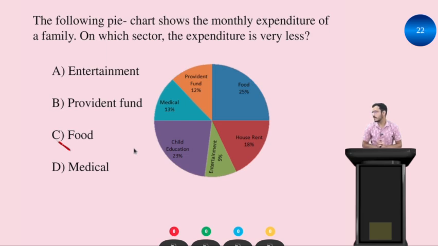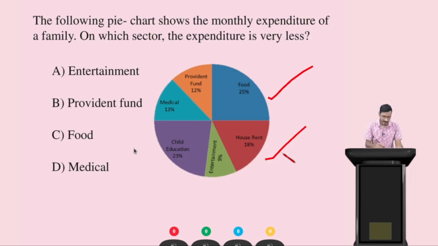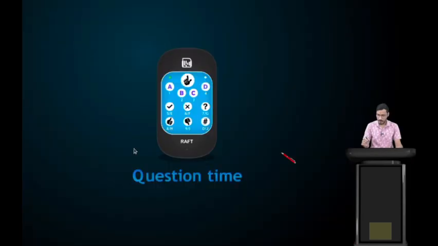Entertainment, provident fund, food or medical. You can see the pie chart here, the pictorial form of data. Tell me the answer. In which sector is the expenditure very less? The answer is option A, entertainment. You can see 9%.